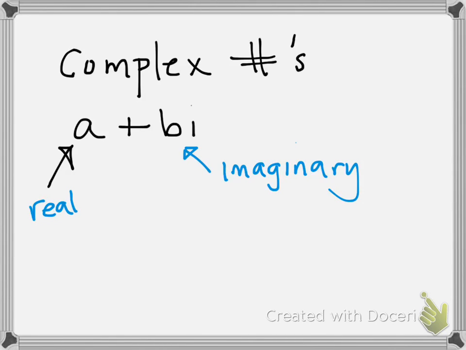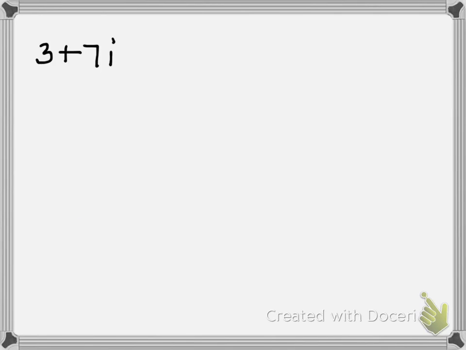This video is about complex numbers. Complex numbers have both a real part and an imaginary part. So in this example, 3 plus 7i, 3 is the real part, and 7 is the imaginary part.